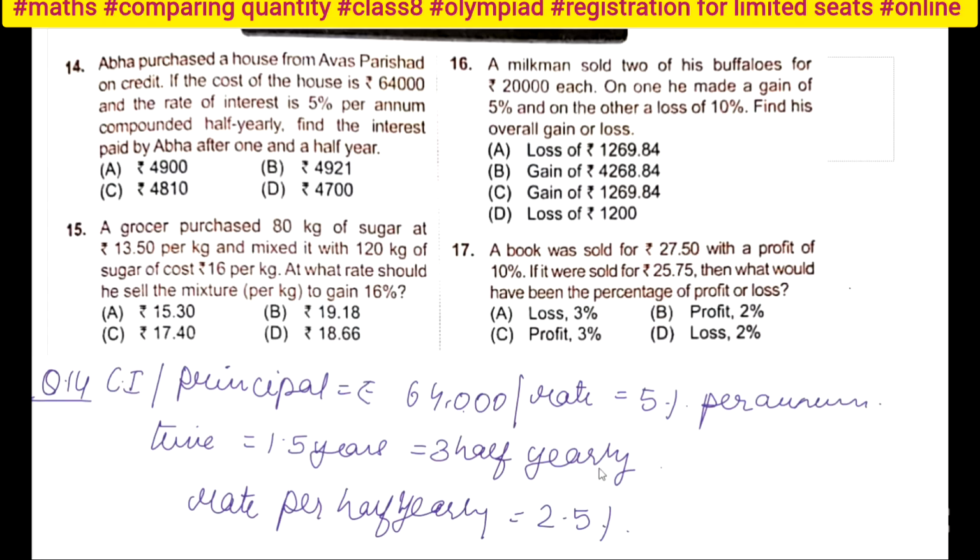You got it? Because the rate is 5% per annum, and this rate is compounded half yearly, now they are working on the half yearlies. So I will divide it, and when I divide it, I will get 2.5. So my R value will be 2.5.